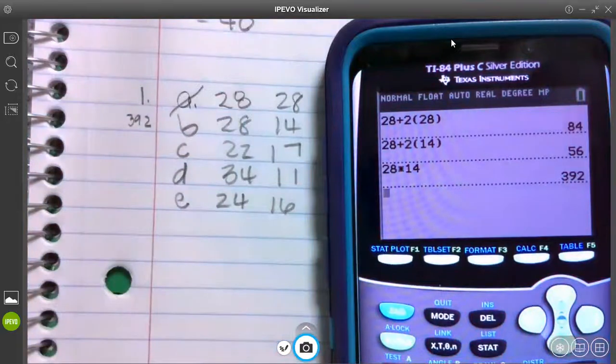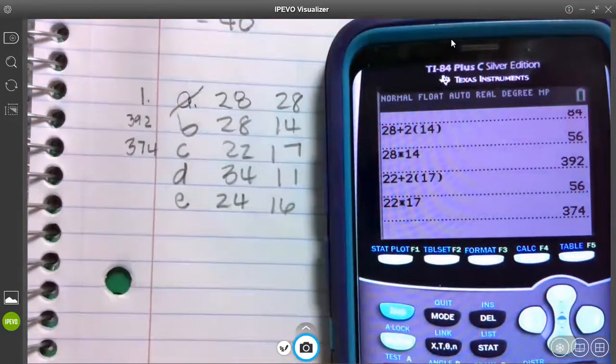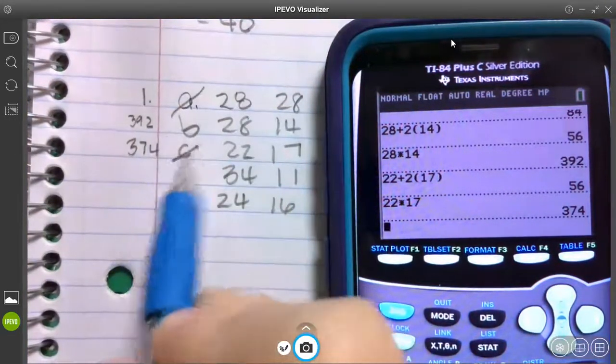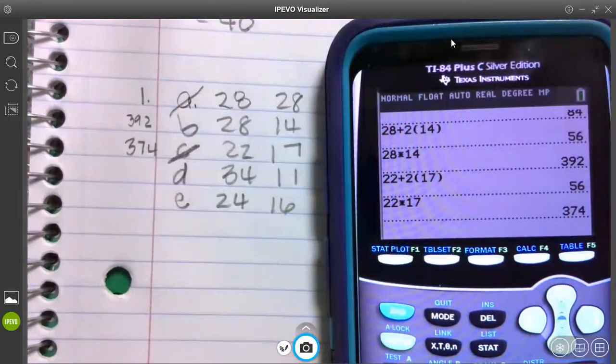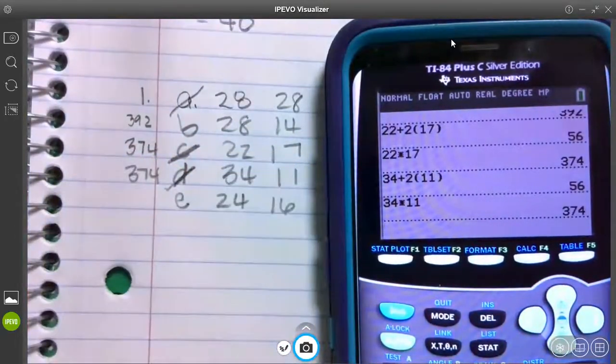392, real small. 22 plus 2 times 17. Again, I'm just plugging it into that very beginning formula. It's supposed to give us 56. It did. When I multiply it, I get 374. We wanted a maximum product. So that marks C out because 392 is bigger than 374. 34 plus 2 times 11 is 56. So that one worked. 34 times 11 is 374, which we said was smaller than the 392.